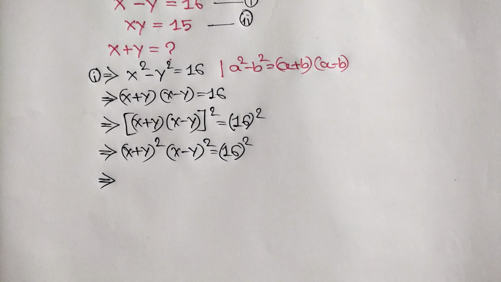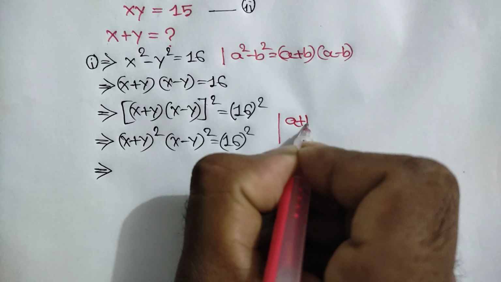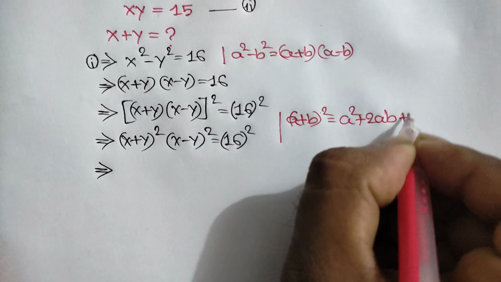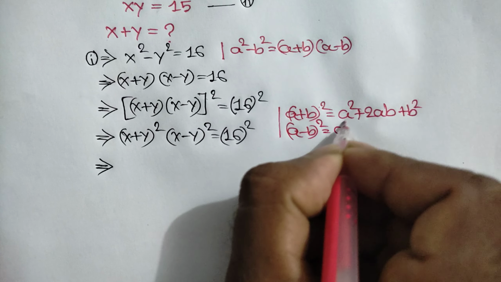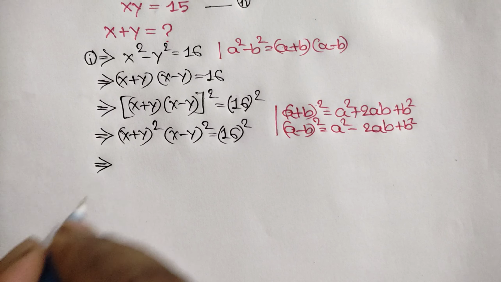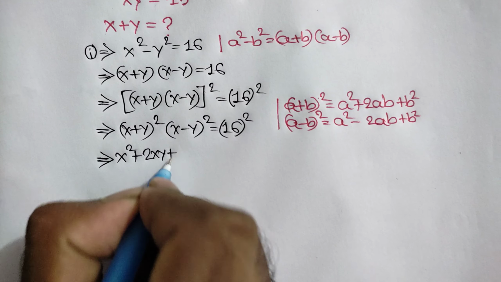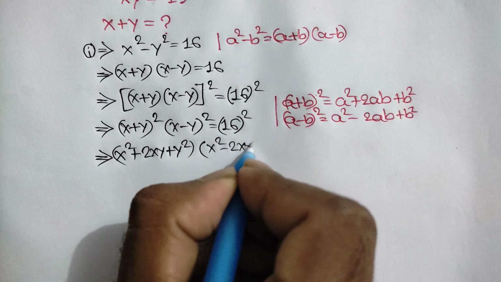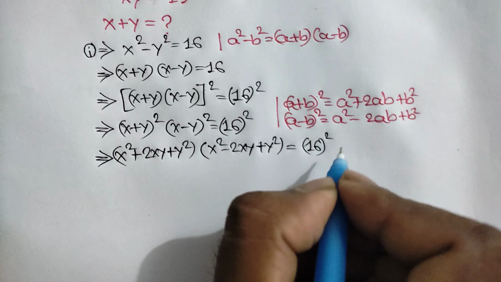We know the algebraic formula a plus b whole square is equal to a square plus twice ab plus b square, and a minus b whole square is equal to a square minus twice ab plus b square. Now apply this formula here. We can write x square plus twice xy plus y square times x square minus twice xy plus y square is equal to 16 square.